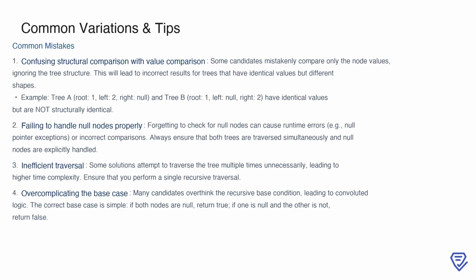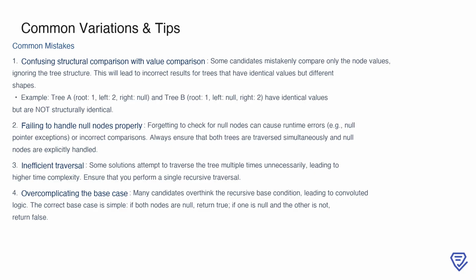For instance, if tree A has a root value of 1 with a left child 2, and tree B also has a root value of 1 but the 2 is on the right instead, these trees are not the same because their structures differ. Another frequent mistake is failing to handle null nodes properly. If you don't check for null nodes explicitly, you risk runtime errors or inaccurate comparisons. Always ensure you're traversing both trees simultaneously and account for null nodes in your logic.